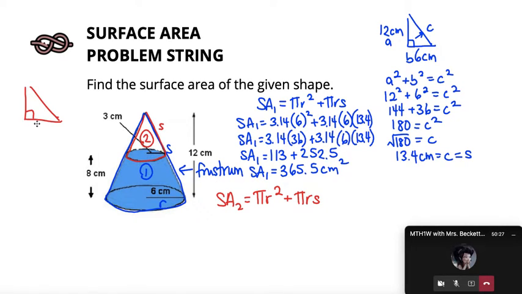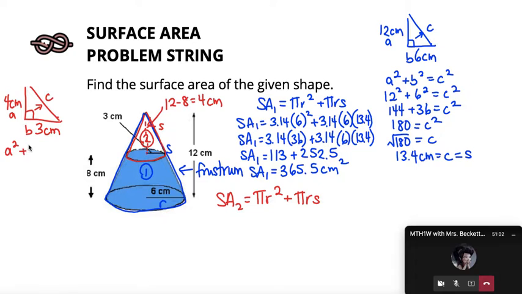My radius is 3, that's the base of my right angle triangle. I need to know what is the vertical height of this shape. If the whole cone is 12 and this bottom part is 8, then the vertical height is 12 take away 8, which is 4 centimeters. So now I can use Pythagorean theorem to find the length C, which is also my slant height. So 3 is going to be my B, A is going to be my 4.